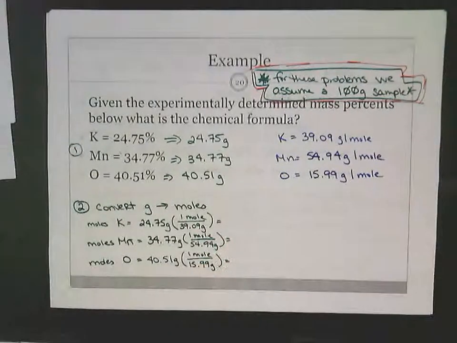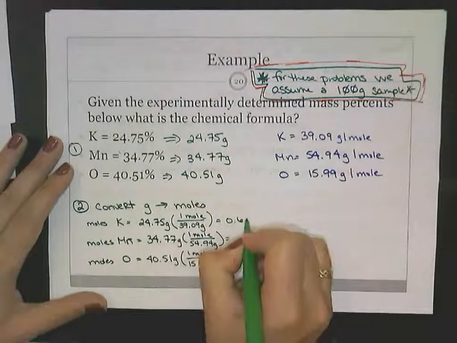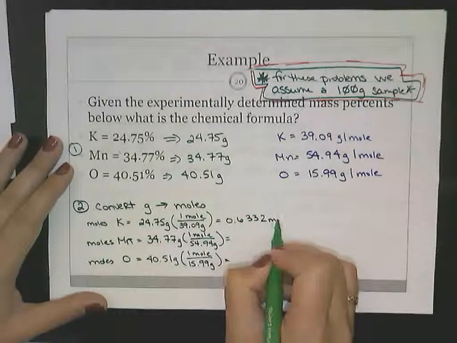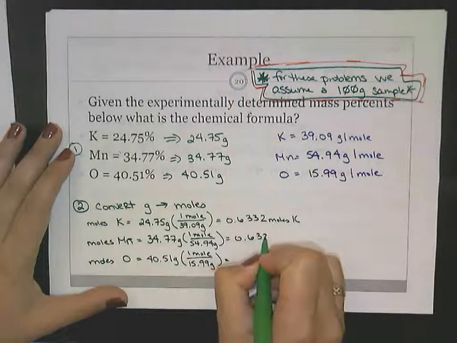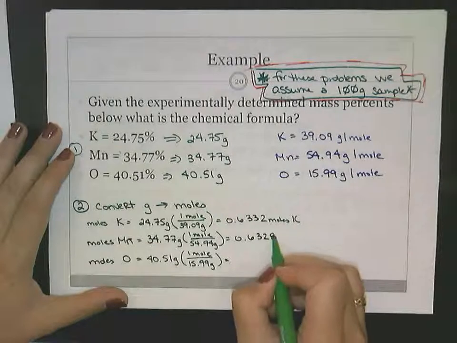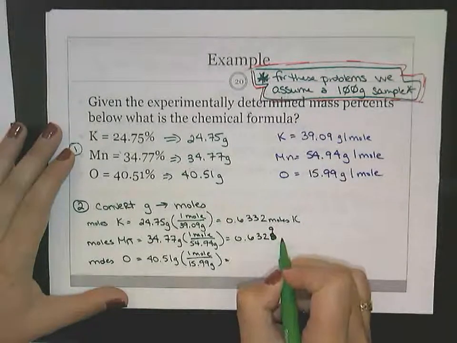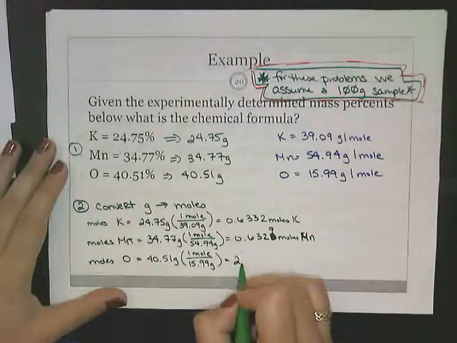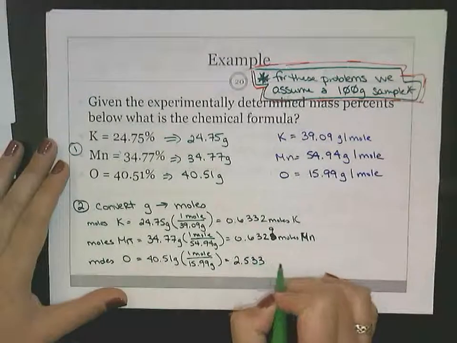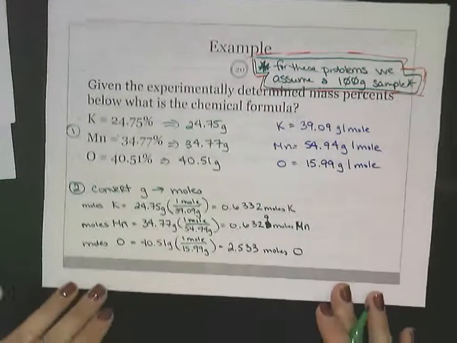How many significant figures do I get in any of these? 4. I get 4. Everybody get something in that ballpark?